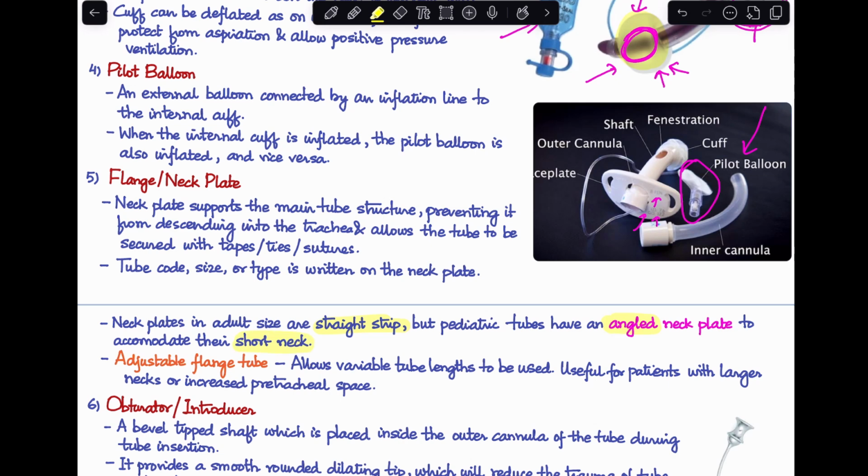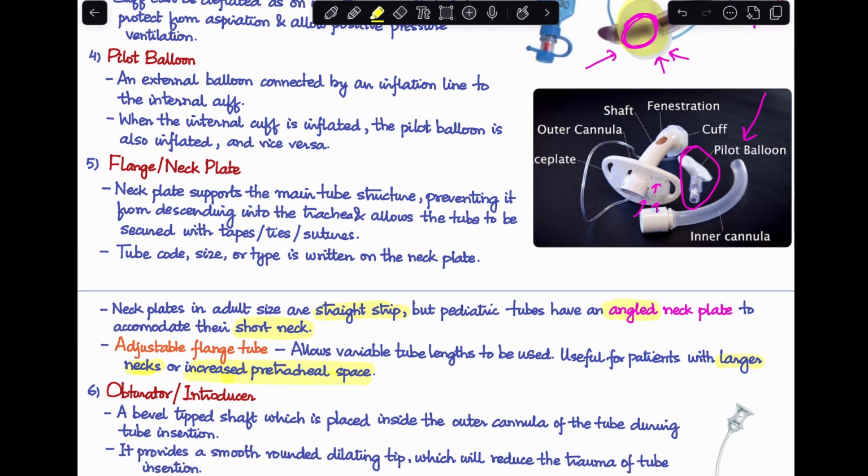We also have something which is known as an adjustable flange tube. We'll talk about it in some time. These are basically tubes that allow variable tube length to be used. So you can adjust the flange to adjust the length of the tube. This is especially useful for patients who have a large neck or who have an increased pretracheal space. So these are some parts.